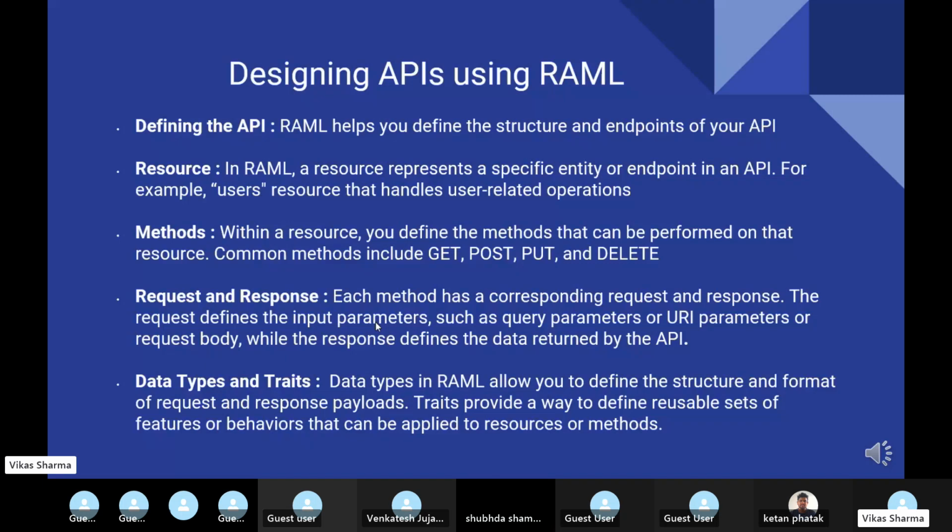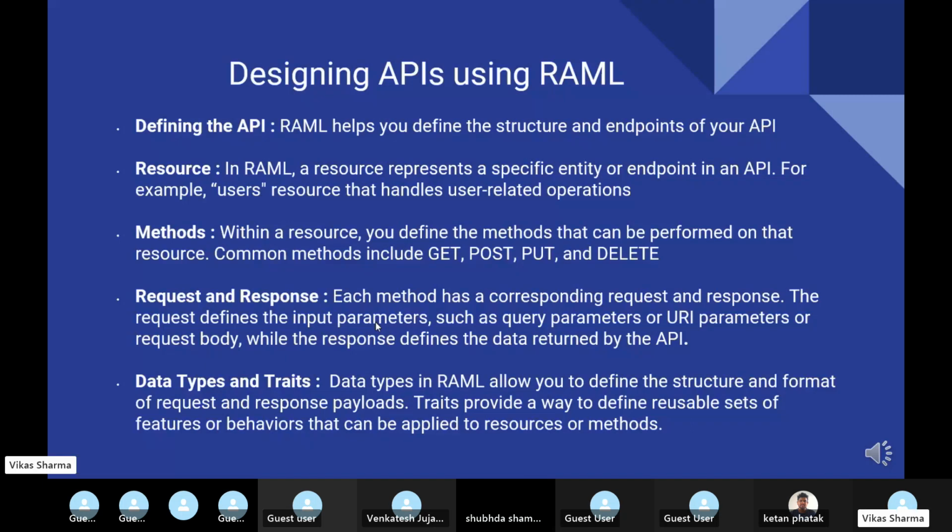Okay, so RAML helps you, as I told, to define the structure of the API. So how do we define the structure? In RAML we have resources. Resources represent a unique identity or endpoint for an API. Suppose we have a user resource which can handle the user related operations.